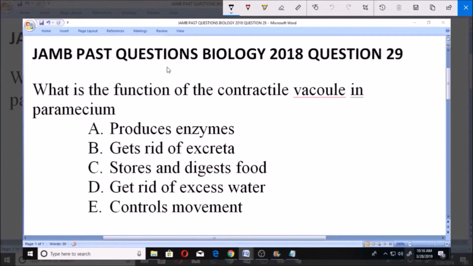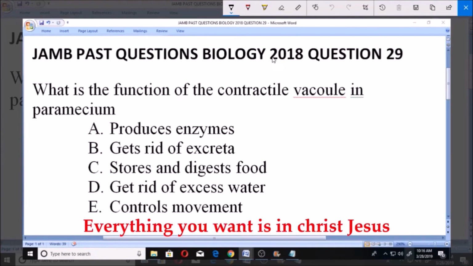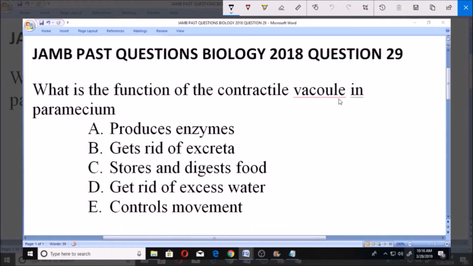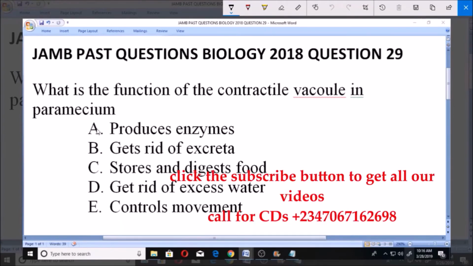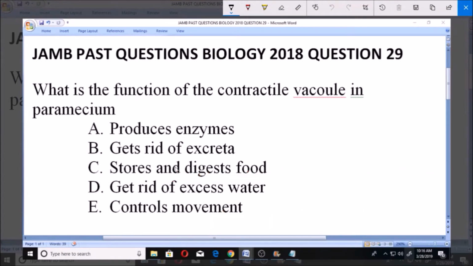Let's look at this JAMB past question for Biology 2018. Question number 29. What is the function of the contractile vacuole in Paramecium? A. Produces enzymes. B. Gets rid of excreta. C. Stores and digests food. D. Gets rid of excess water. E. Controls movement.